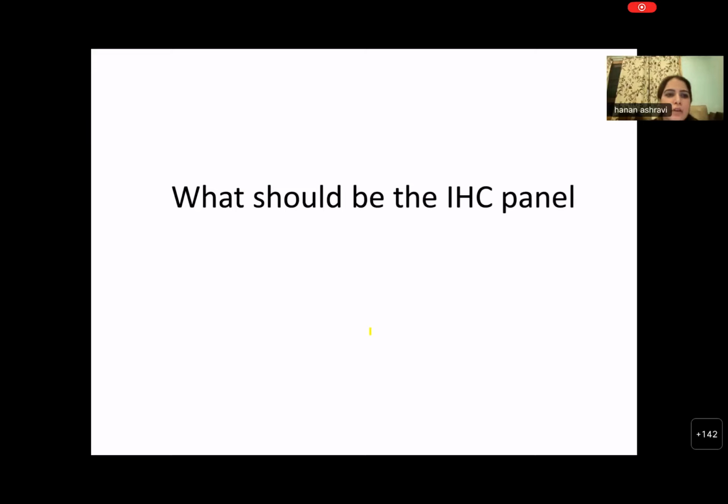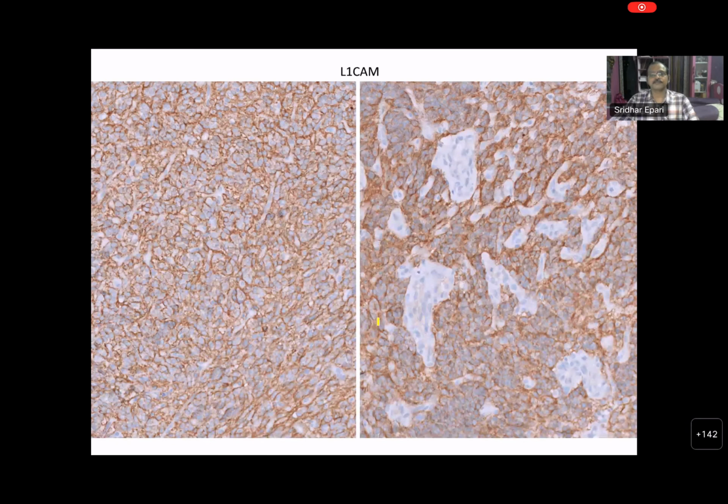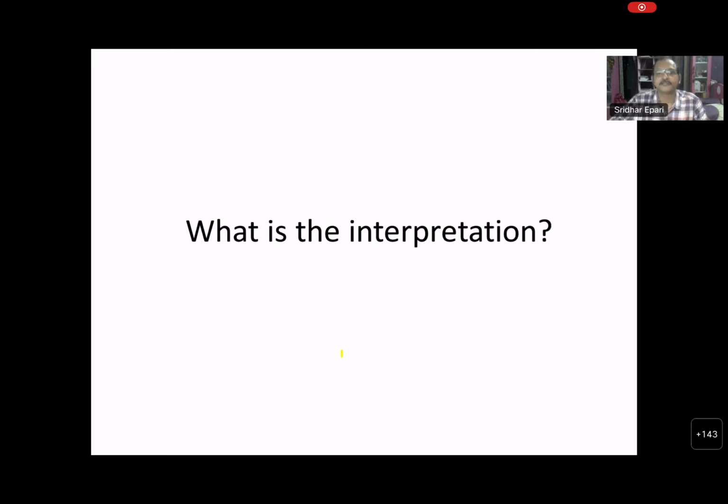Yes, sir. L1CAM. It is positive in ZFTA. So what is this marker? Sir, L1CAM. So is it positive or negative? Positive. So you can see that vessels are negative and cells are all membranous. This is a cell adhesion marker. You will get membranous staining. Histologically, you can have clear cell morphology as a surrogate for your ZFTA. So how will you write the report? What is the interpretation finally? Supratentorial ependymoma, ZFTA fusion positive. Then we will grade accordingly.